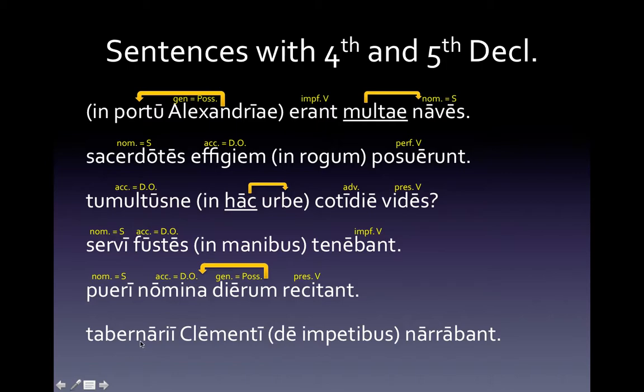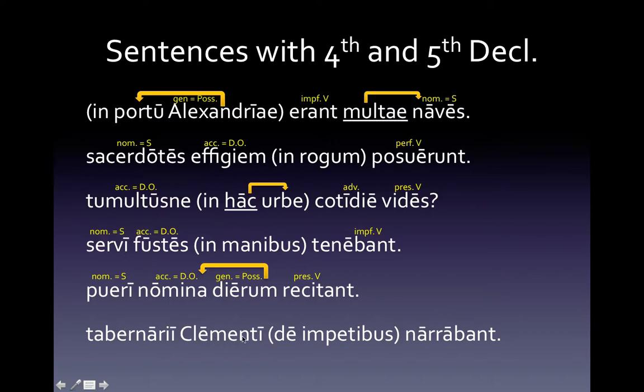All right, last one we're going to do for this. Tabernarii clementi de impedibus narrabat. So the tabernarii, this accented I, again, it's from the second declension, so it can be two different things. It could be nominative plural, it could be genitive singular. We look at our verb is plural, so most likely this is our subject.